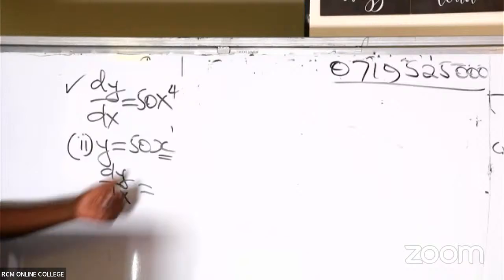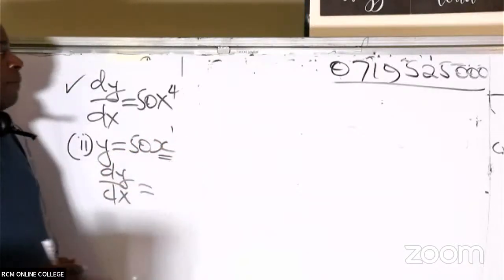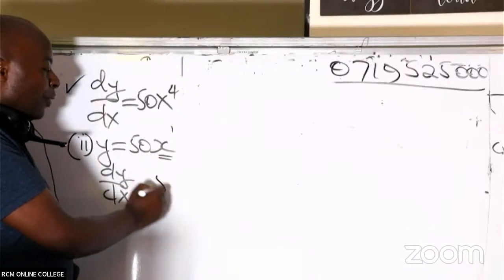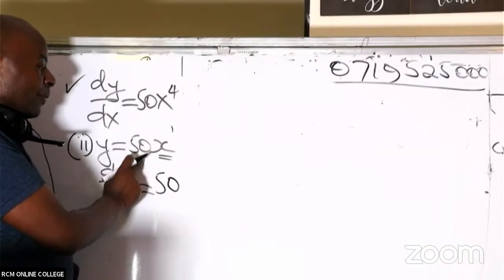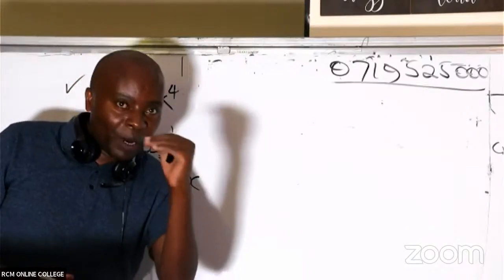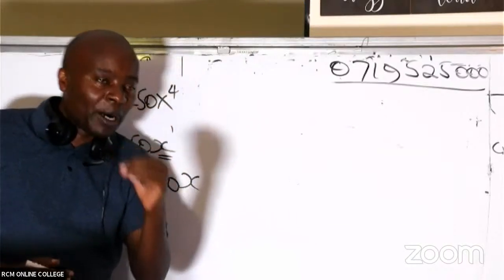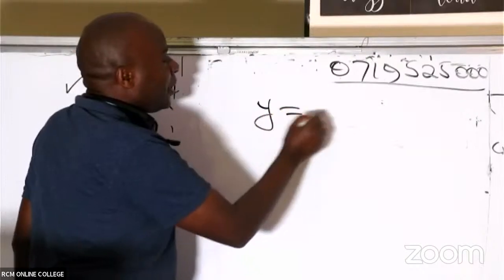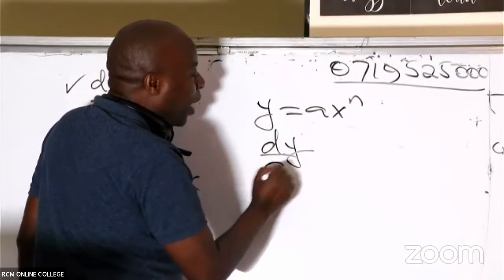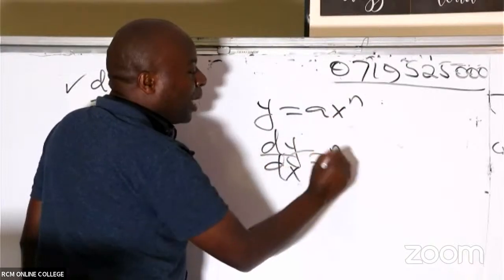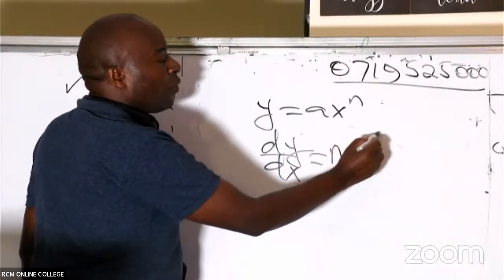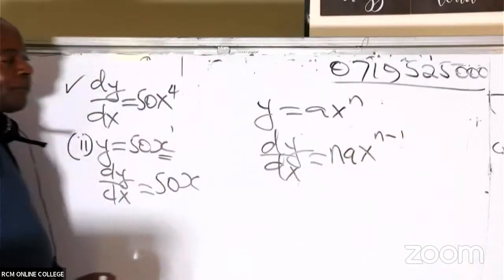And then I can go ahead to differentiate this. To differentiate, remember, it is the concept of nx. So this 1 comes here, so it gives me 50 because it's 1 times 50, x raised to a new power. And how do we get this new power? The rule is very clear. If I have y equals ax raised to power n, then to get dy over dx, drop the power, so that we talk of nx, and then we talk of n minus 1.